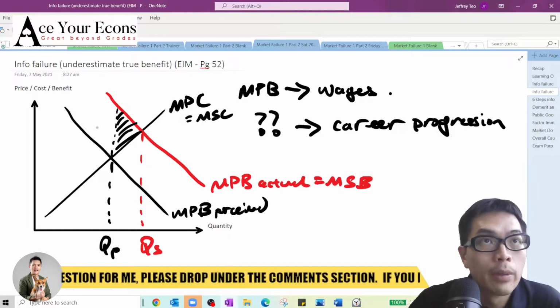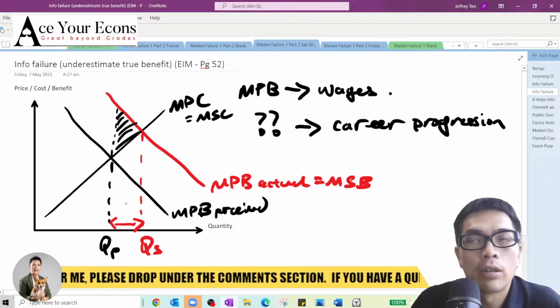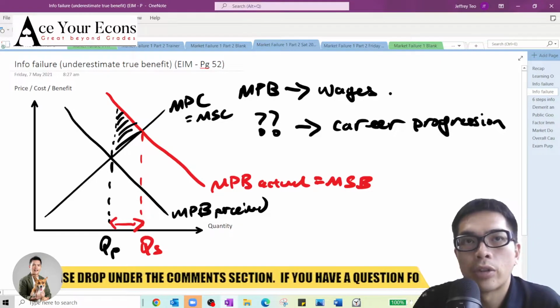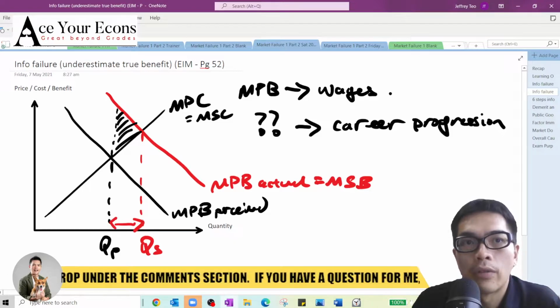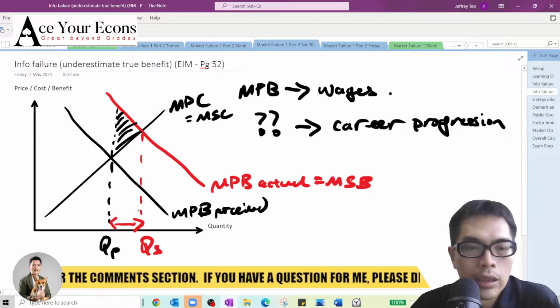And make sure you label this. What's the gap here? Does anybody know how we label this gap? When your private consumption is lower than your socially optimal level, what is this? Under consumption. Good.